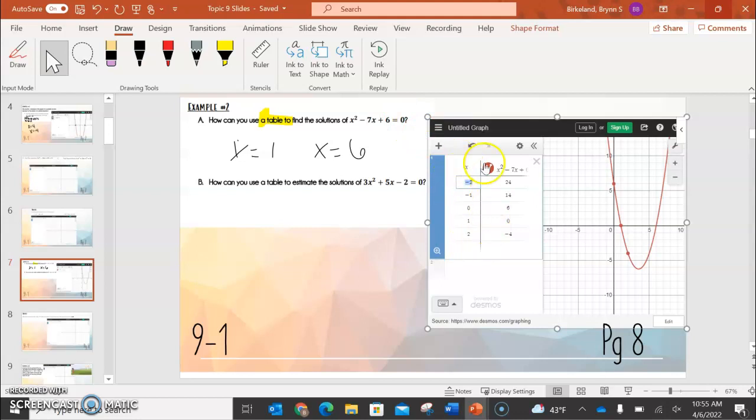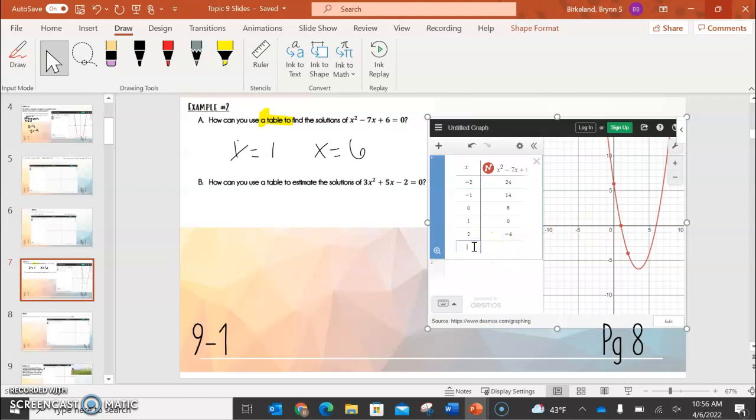Remember, x is our input, therefore y is our output. And so we want to look here, whenever the y value is 0, that would be our solution for the x value. So we can see 1 is an option. Now right here, I do have x equals 1 as one of my solutions, and I got that from the graph. Luckily with Desmos, it gives you a picture of the graph as well.